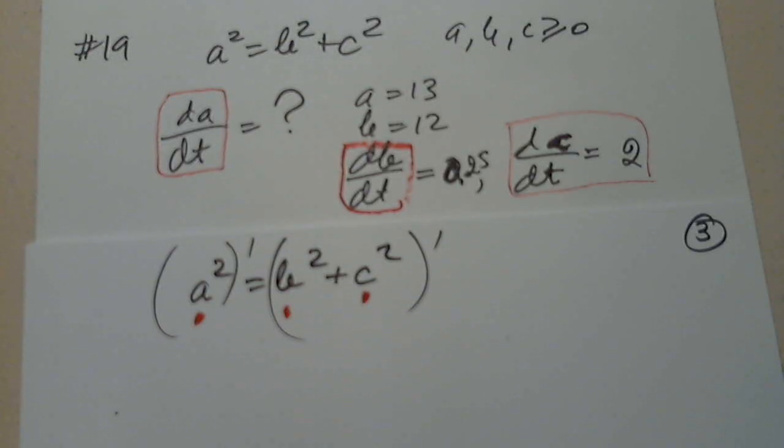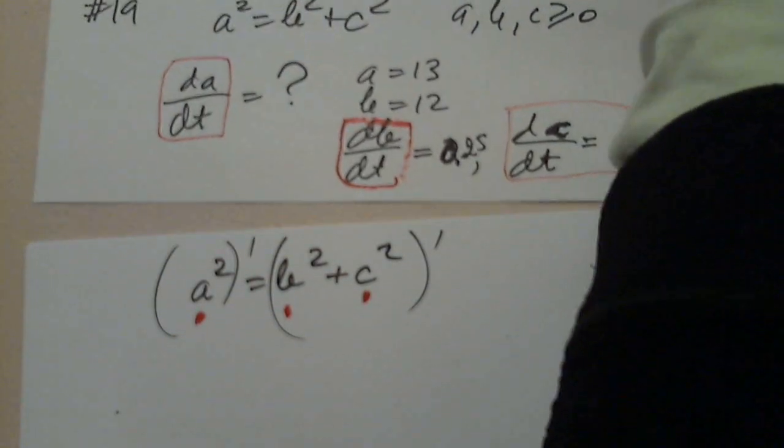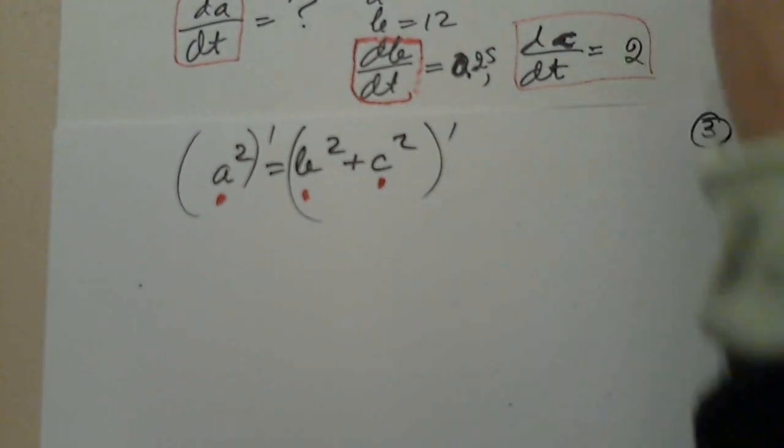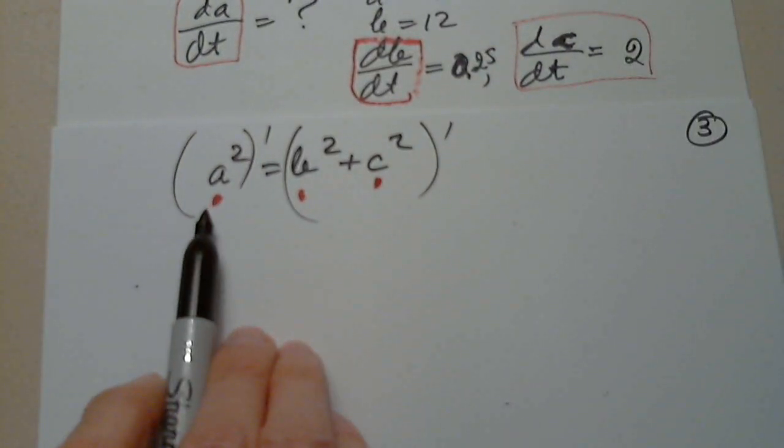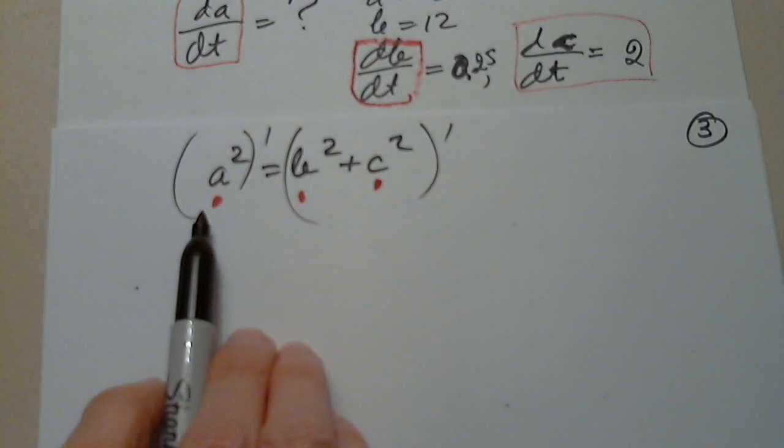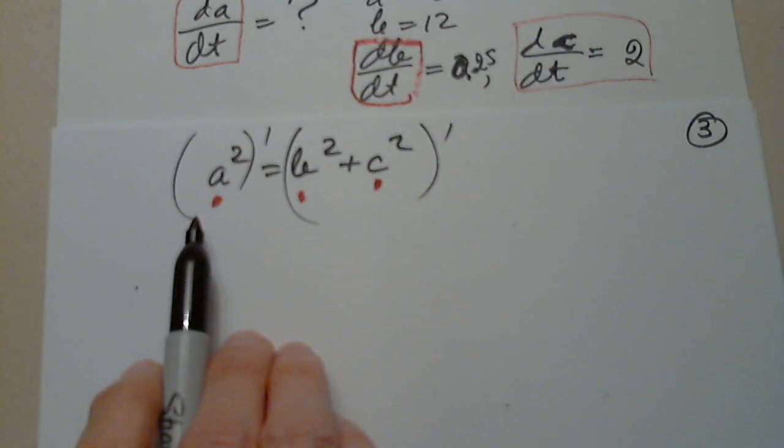How do I differentiate both sides? What do I write for this? And of course, they are similar because it's a squared, b squared, c squared. So how do I differentiate the left-hand side? Anyone, just give it a shot. It's okay if you're wrong. I promise.